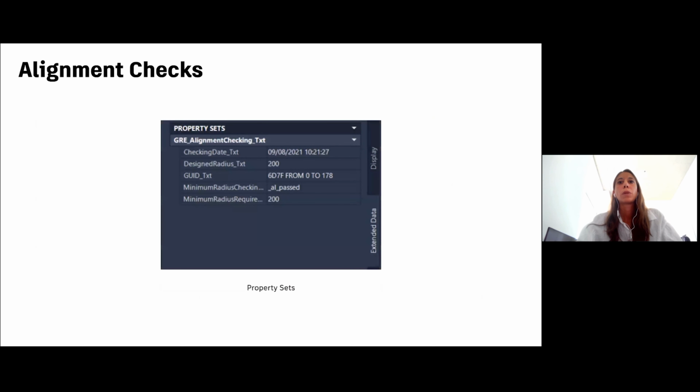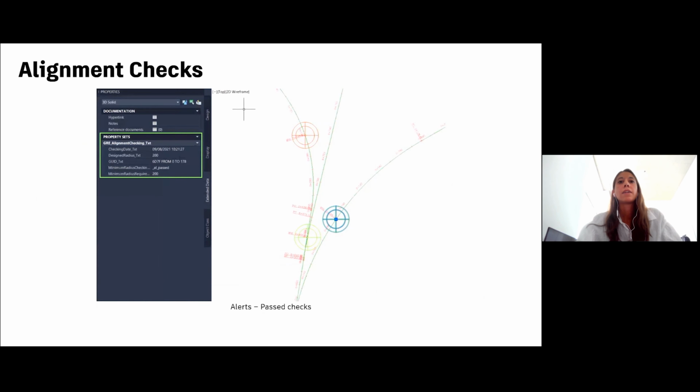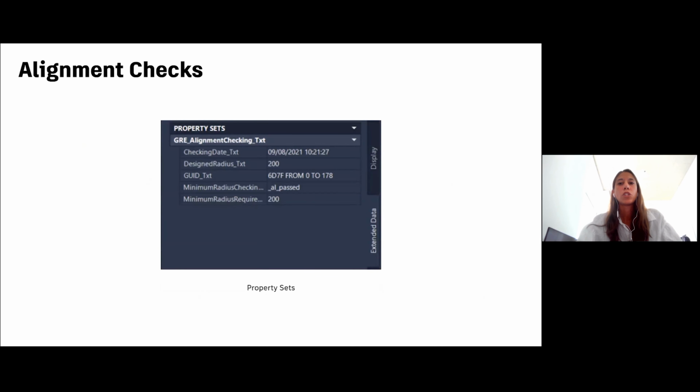Afterwards, the property set and the values are attributed to each alert. In particular, we can see here in this table, we define the check-in date, the design radius, so the radius that is designed by the project team, and a UID that is an issue identifier that we decided to compose from the object handle of the object itself and the start and end station. The last 2 properties are the layer that identifies if the object passed or failed and the minimum required radius as defined in our standards.